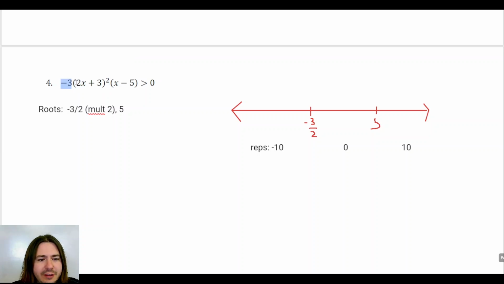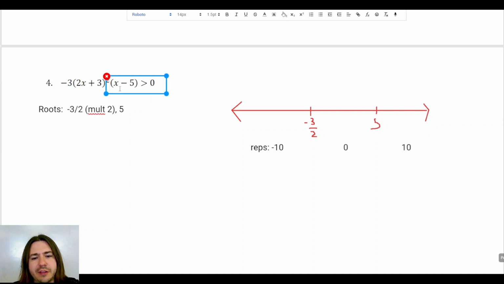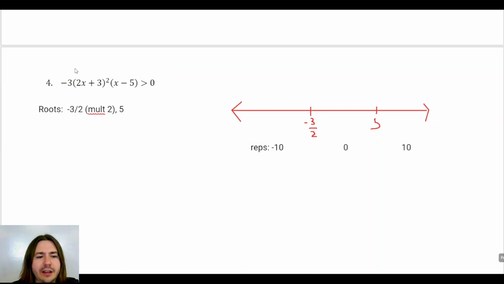So we've got a negative times a positive times whatever this happens to be depending on the representative. If I plug in -10, this will be negative. So I'll have a negative times a positive times a negative, which will be positive. I'm expecting the sign to not change at that root because of that even multiplicity. Hopefully that turns out the way I think it's going to, but let's see what happens when we plug in 0. If I plug in 0, I get a negative times a positive times a negative, which is also positive. So we do get that behavior where the sign is not going to change, because we've got a bounce occurring here.